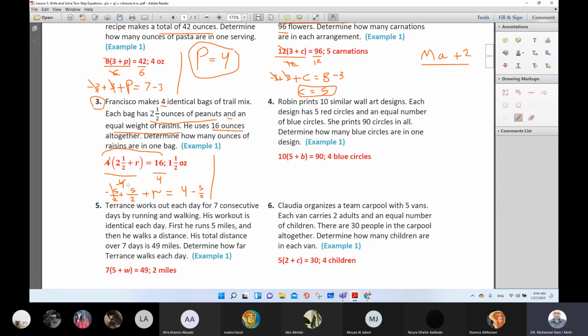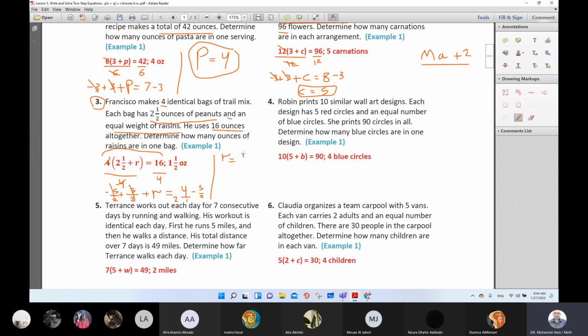Minus 5/2 plus 5/2 will be 0, remains R equal 4 minus 5 over 2. Change here the whole number to a fraction, put here 1, then make the common denominator. You can multiply here the second fraction by 2.